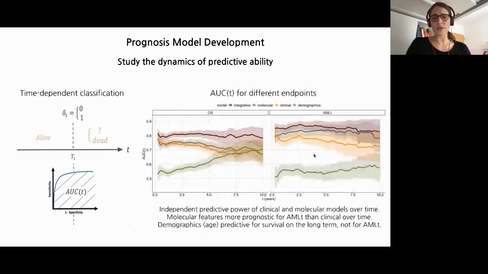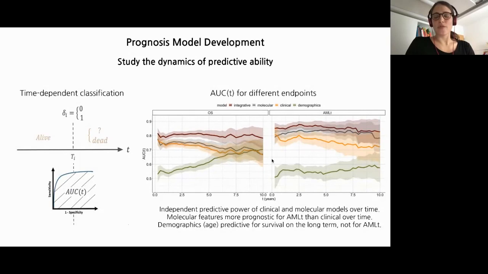But beyond these integrative measures, we also look at the predictive performance across time. This is a representation of the AUC over time for overall survival and AML transformation, for different types of models: only demographics, only clinical, only molecular, or more integrative ones. And we see here independent predictive power of both clinical and molecular features over time, where the AUC is maintained from 75 to 65 for overall survival, for instance.